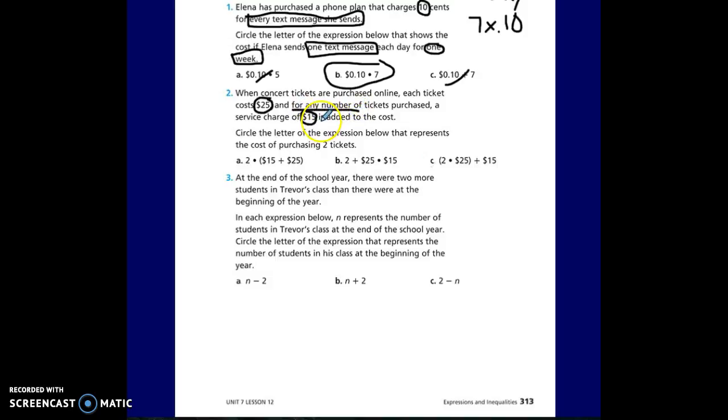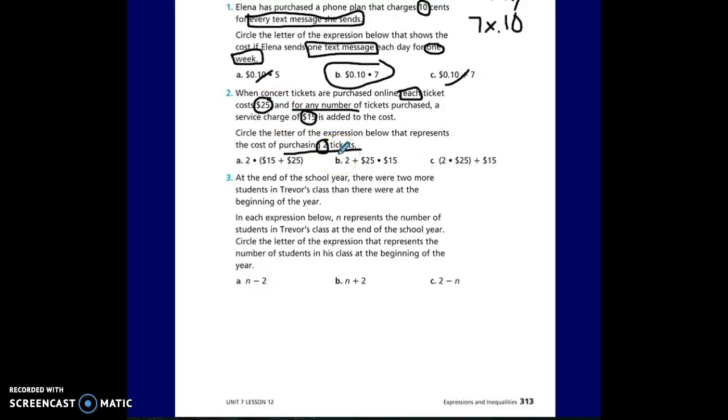So as I understand that, basically each ticket, important information, I'm going to box it, each ticket is $25. No matter how many tickets I purchase, because for any number, they're going to add on $15 to the cost. That's a lot of money just to add on, isn't it? And then it tells me that I am purchasing a total of 2 tickets, okay? So I know each ticket costs $25.